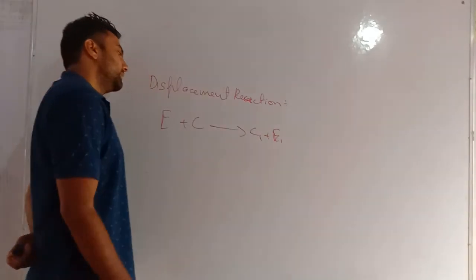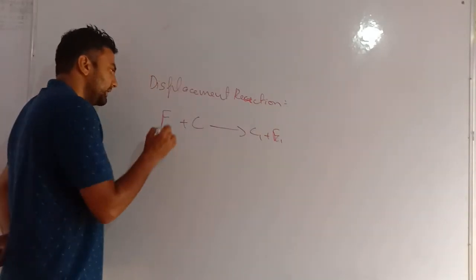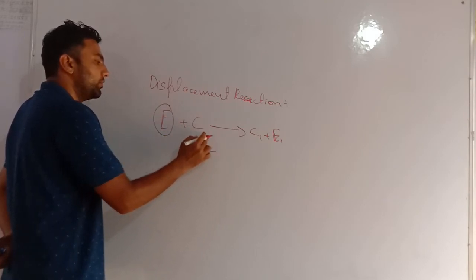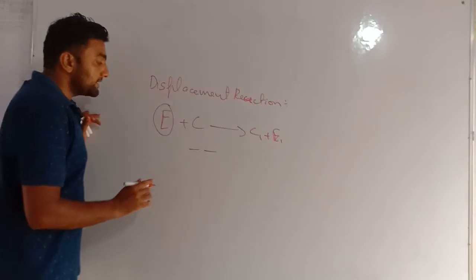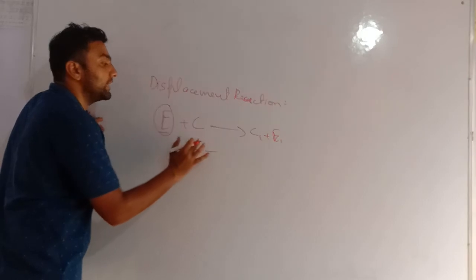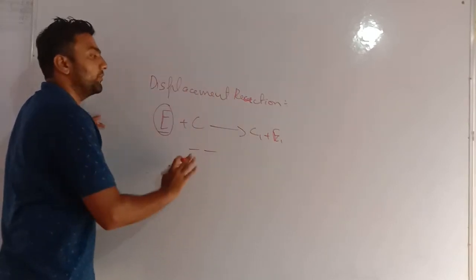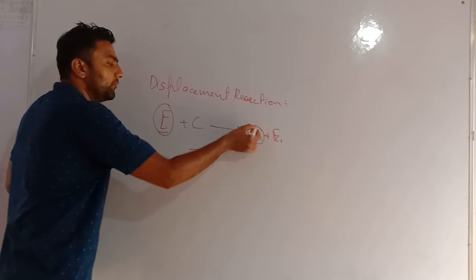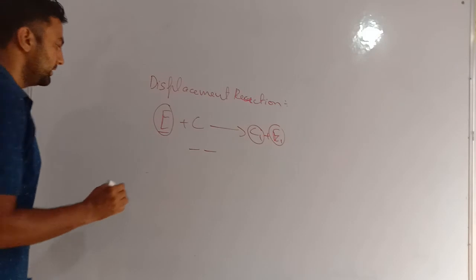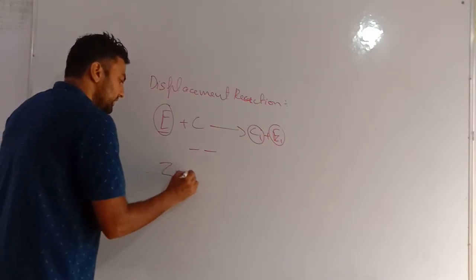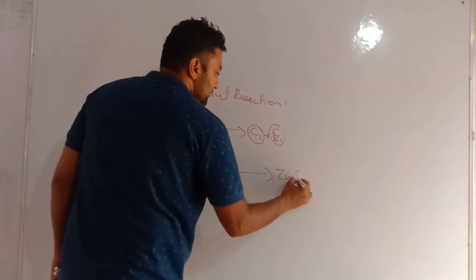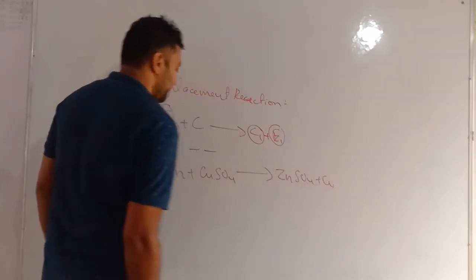See my dear students, what happens is that this is a compound, so for sure it is having more than 2 elements. What will happen is that this element will take the place of either of these elements and remove that element from the compound, and a new compound will be formed, and that removed element will be separated out. This is a displacement reaction. Best example is zinc plus copper sulfate gives us zinc sulfate plus copper.